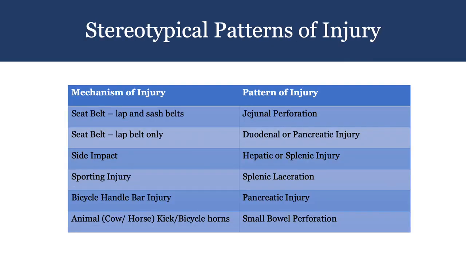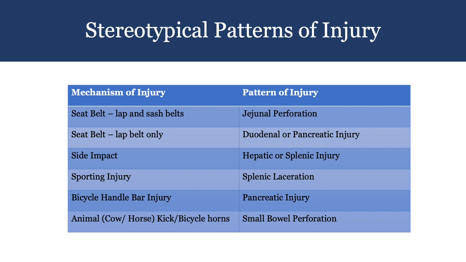Usually the patterns, when somebody has a seatbelt sign, the lap and the sash, and we shall see this demonstrated in a picture later on, they could more commonly have jejunal perforations. When it's the lap belt only, duodenal perforations. If it is a side impact, you could have injuries to the liver or the spleen.